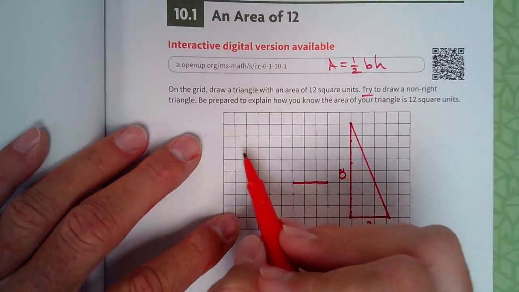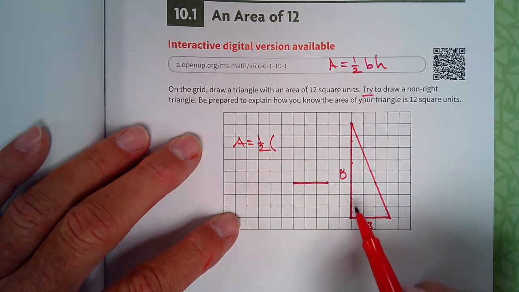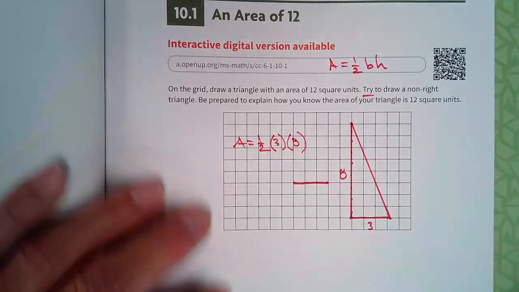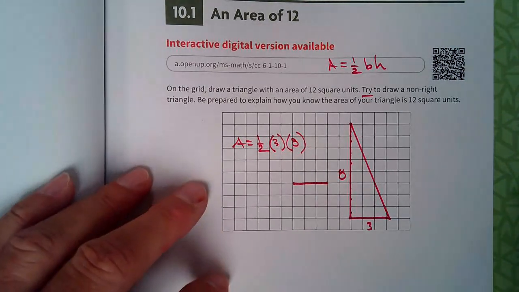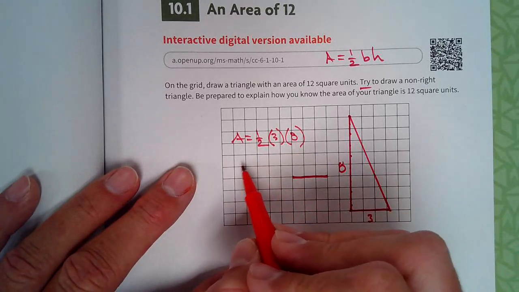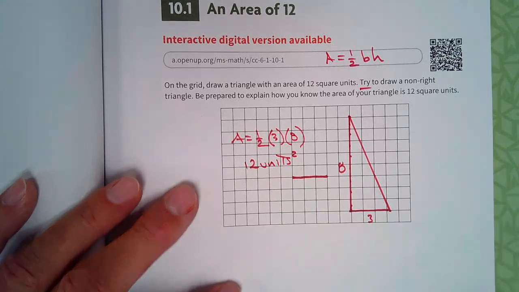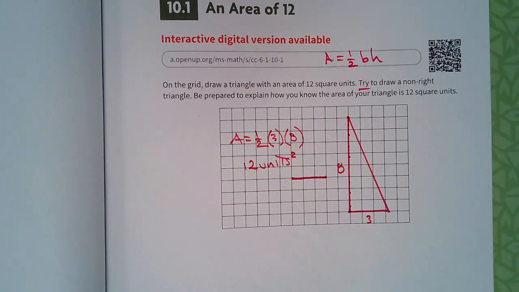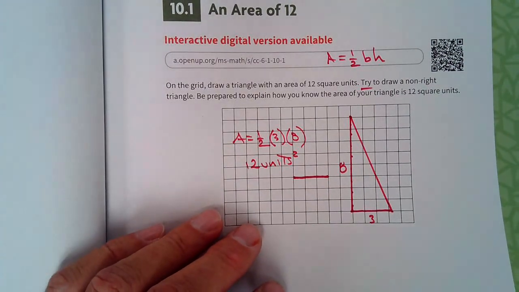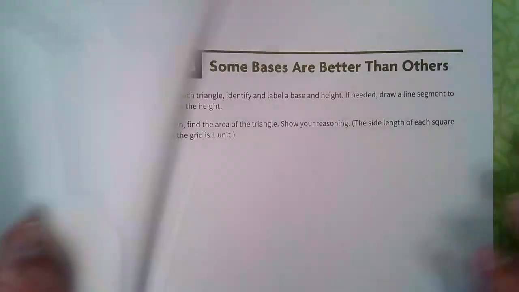And so that would be area equals 1/2 times 3 times 8. And so 8 times 3 is 24. Half of 24 is 12. So it's 12 units squared. All right, there you go. Now, you guys may draw something a little different. I didn't do a right triangle. That's fine. Okay. All right.